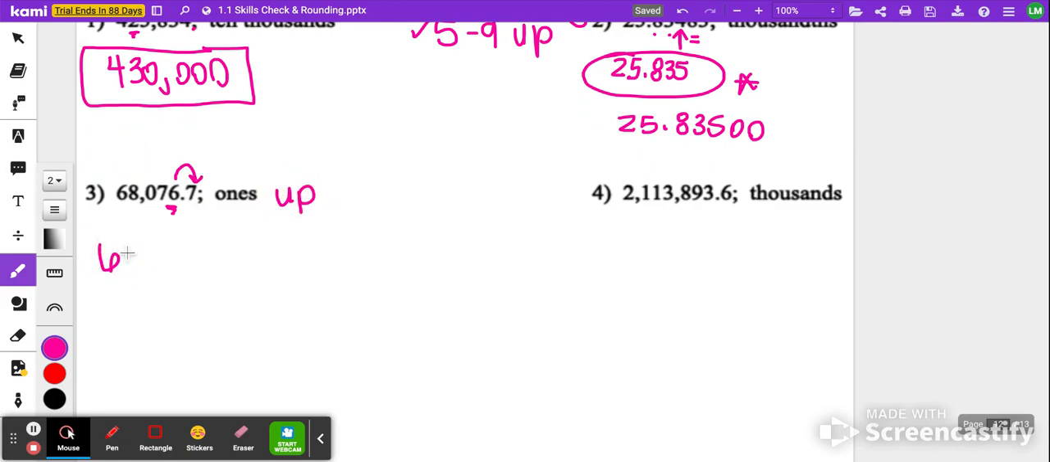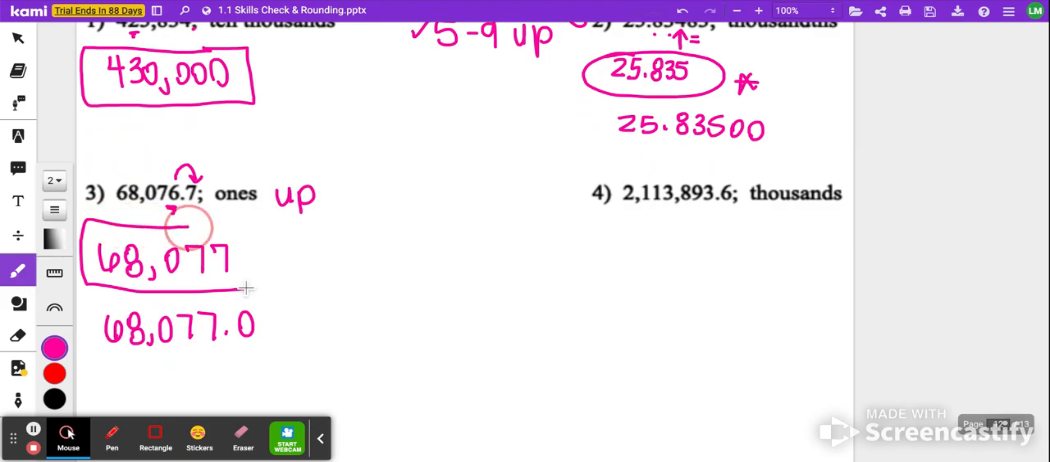So my answer for rounding to the ones place will be 68,077. Okay. Again, if you wanted to write 68,077 and 0 tenths, you could, but this is the ideal way to show your answer.